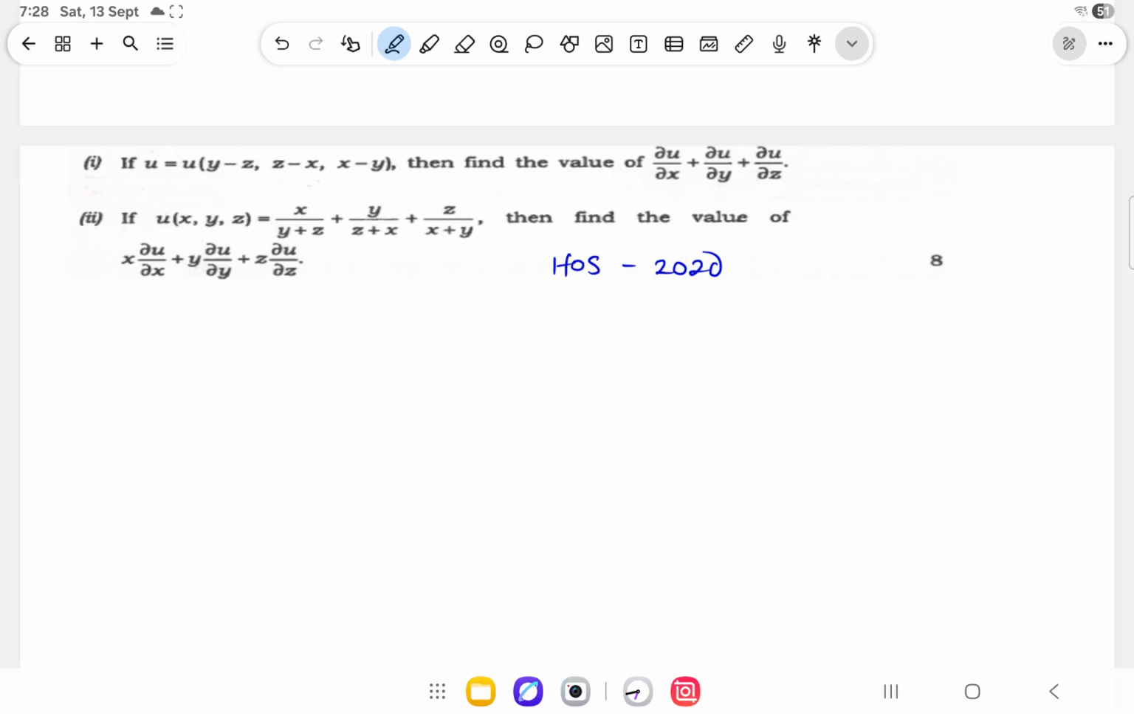So in the first part, they have given me u, and u is basically a function of y minus z, z minus x and x minus y, and we are supposed to find the sum of del u by del x plus del u by del y plus del u by del z. So let's solve it.